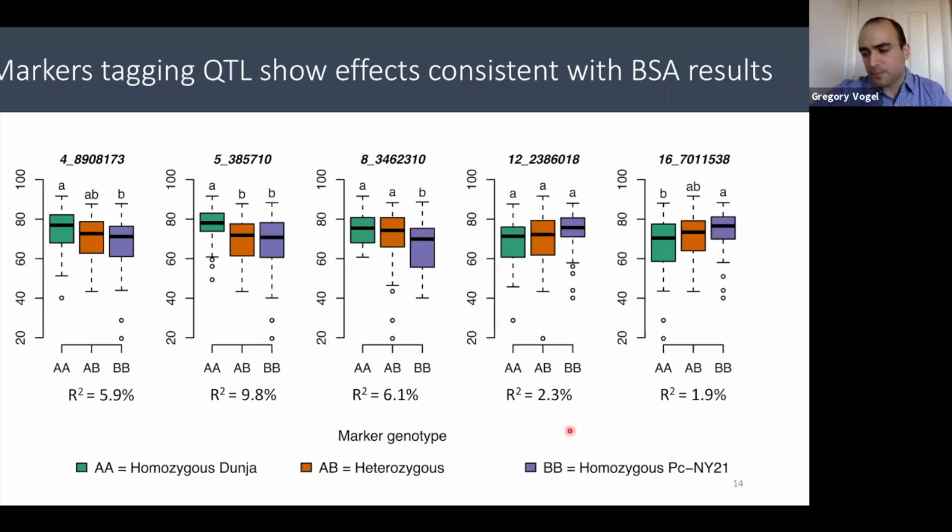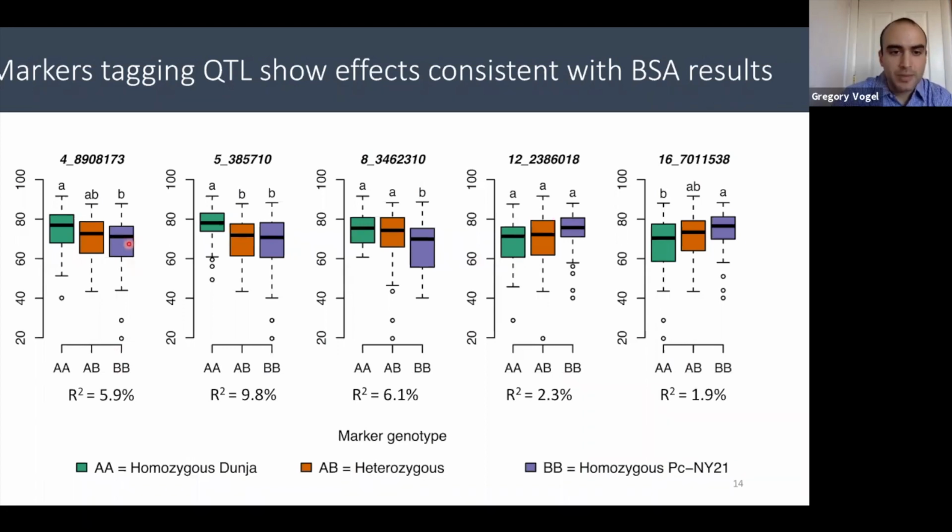So when we look at markers that are tagging these QTL, we see that their effects are entirely consistent with what we identified using bulk segregant analysis. So the QTL in chromosomes 4, 5, and 8, where the resistant allele came from the resistant parent, you can see that having a copy or 2 copies of the resistant parent-derived allele results in lower disease severity in the F2-3 families on average.